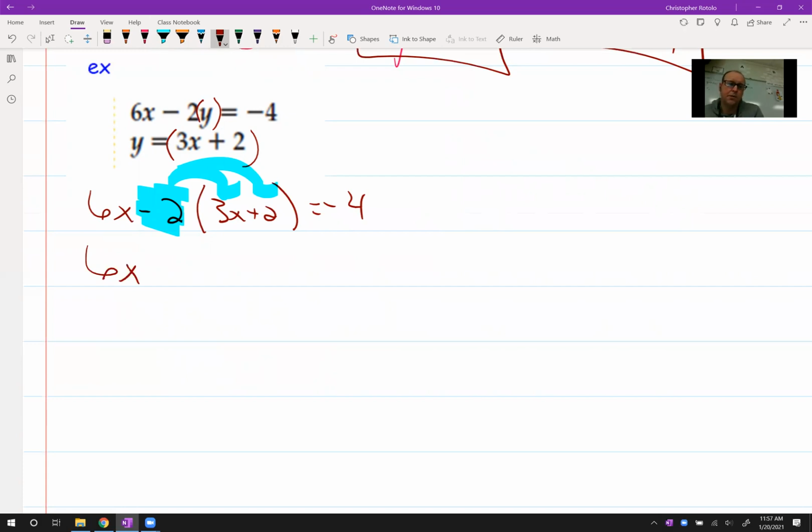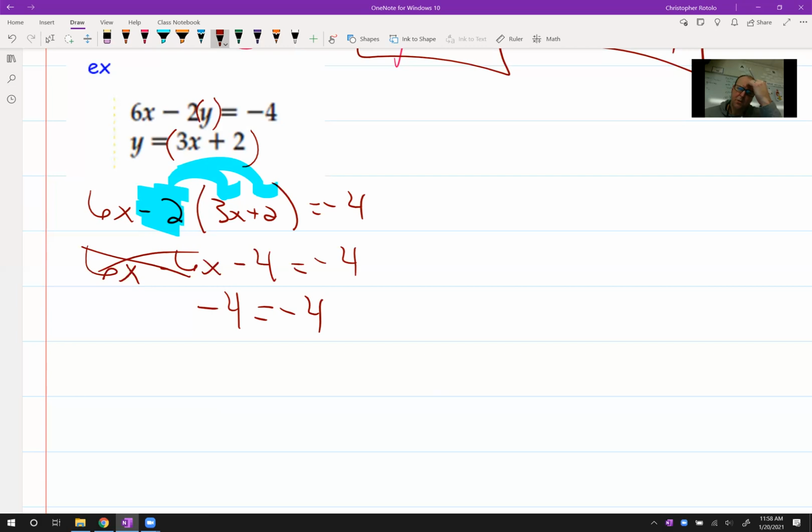So here it is, negative 2 times 3 is negative 6 with the x. Negative 2 times 2 is negative 4. It equals negative 4. All right, I've got like terms over here. So 6x minus 6x, well, they cancel out. So negative 4 equals negative 4. Hold on, wait a minute. Somebody did something different to this problem.